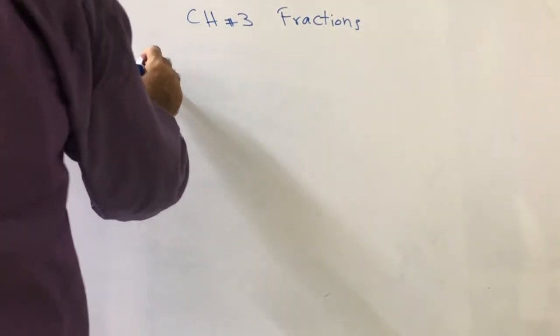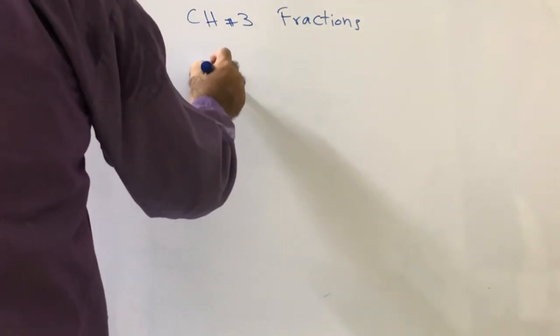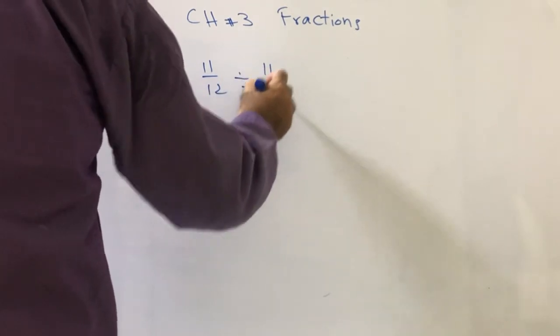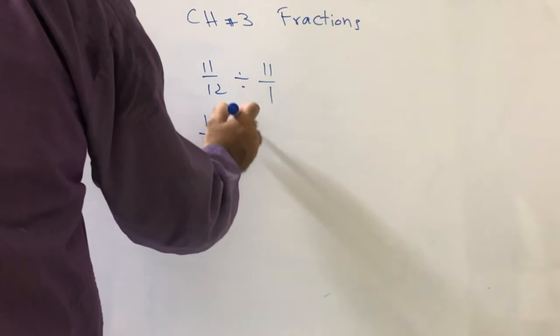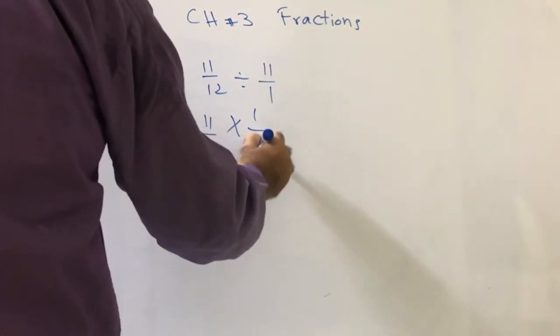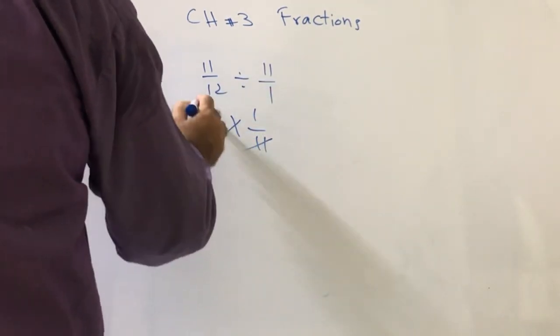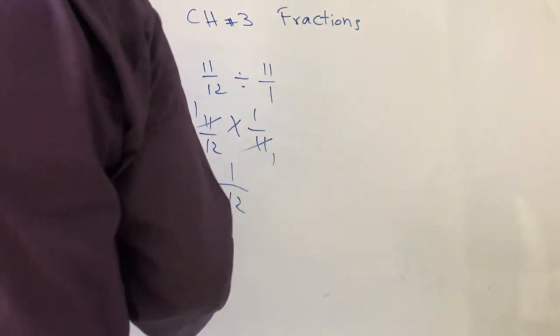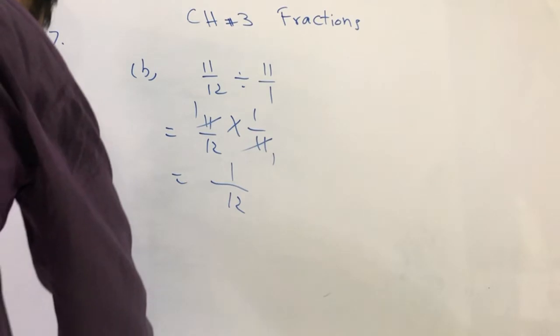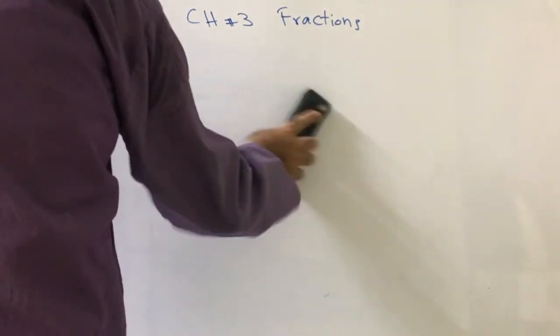We will do part number B, which says 11 over 12 divided by 11. So we can write it like this. It will remain the same and it will be multiplied. It will be upside down. 1 over 11. 11 will cut off with 11. 1 into 1 is 1. 12 into 1 is 12. 1 over 12 is the answer for this part. Okay. Then we will be doing part E.